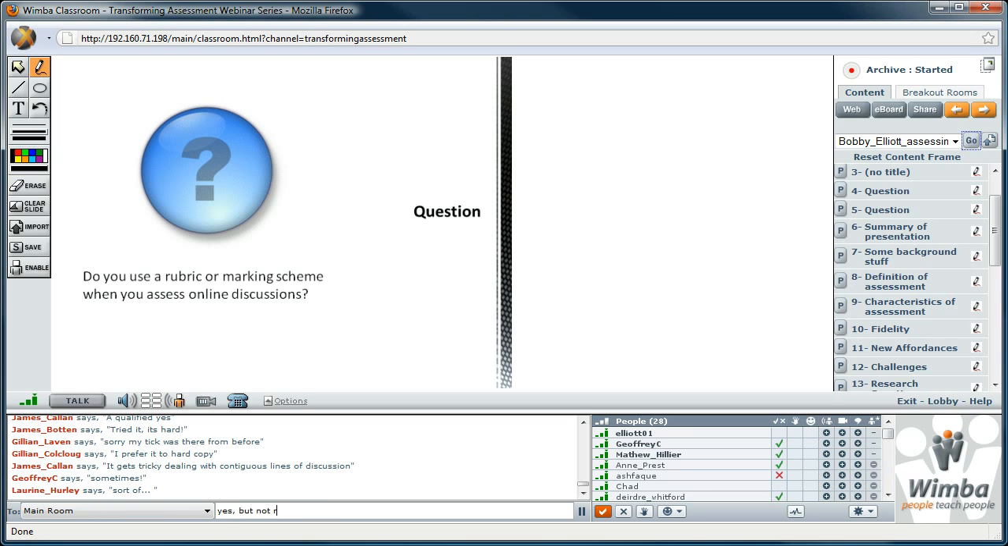I suppose one or two people have commented that they maybe use something like a fairly formal rubric. So unless you use a formal, written rubric, I would ask you to vote no to that.